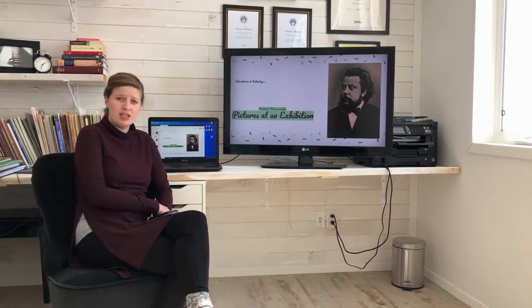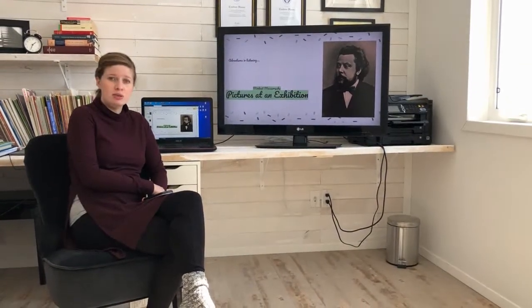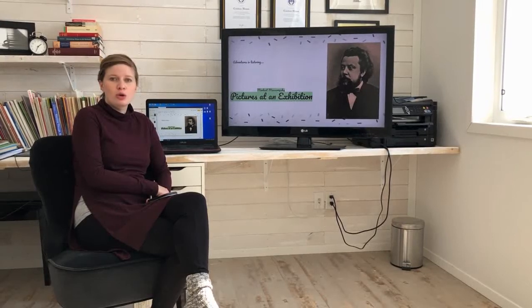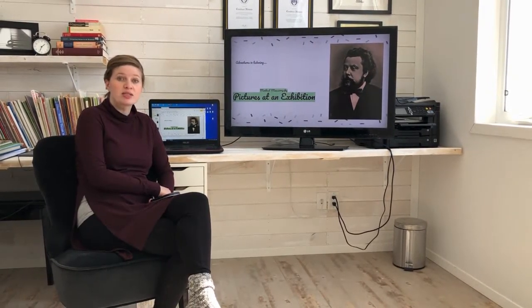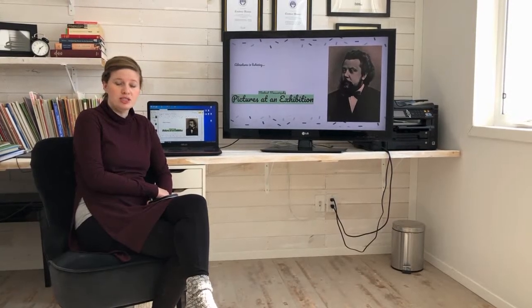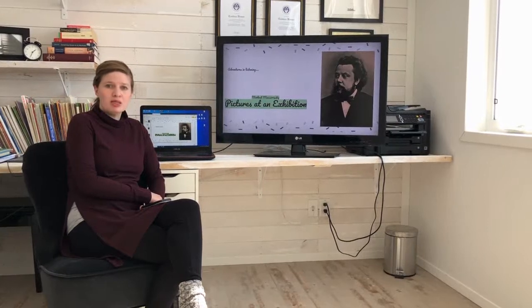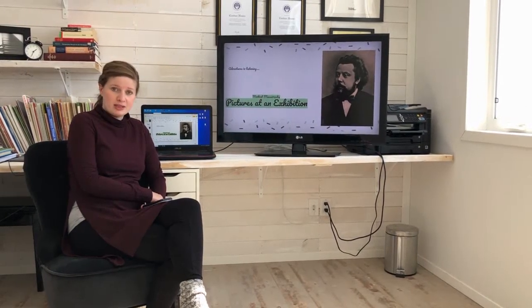So, a little bit of history about Pictures at an Exhibition. It's a suite of 10 pieces, originally composed for piano, and Mussorgsky composed them to depict a set of paintings, and I'm going to show you some of those paintings, the ones that we still have and can view today, later. This is Mussorgsky's most famous composition and is considered a showpiece for virtuoso pianists.